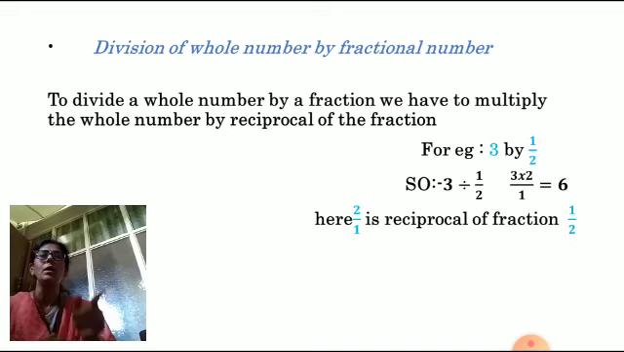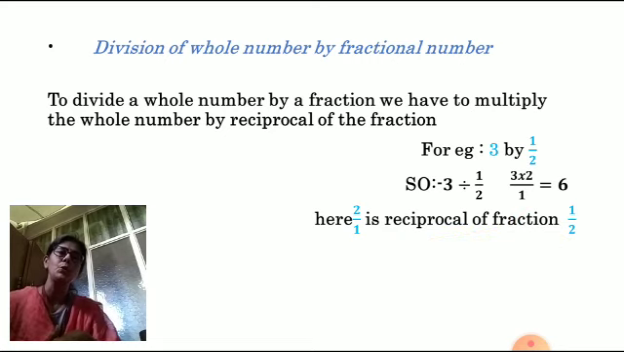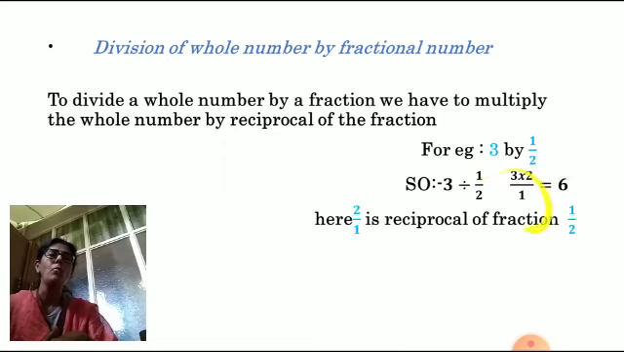Why? Because here the divisor is a fractional number, right? So 3 divided by 1 upon 2. What is the reciprocal of 1 upon 2? 2 upon 1 is the reciprocal of 1 upon 2. Therefore, 3 multiplied by 2 upon 1. That means 3 twos are 6. So our answer is 6. Understand?